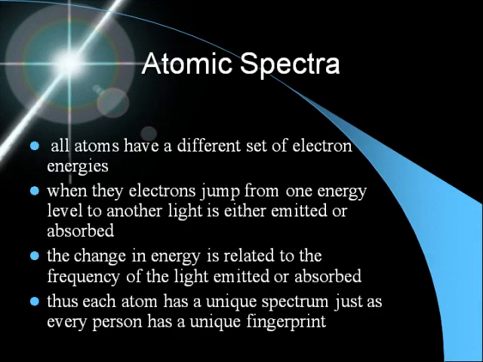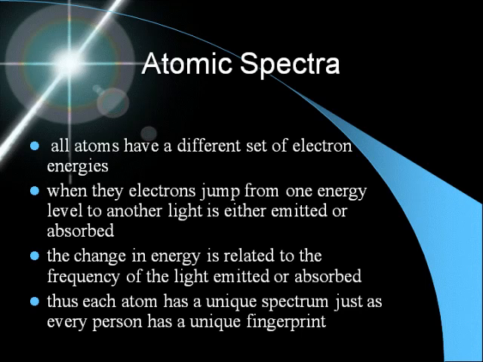Now, every atom has a specific set of electron energies. And these energies really create a fingerprint for what light can be given off.